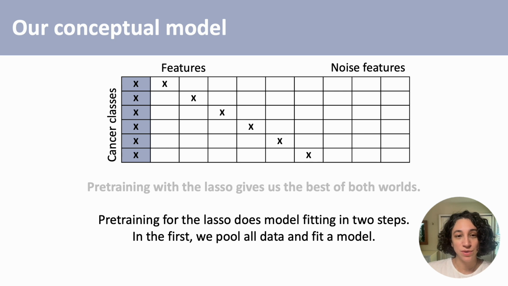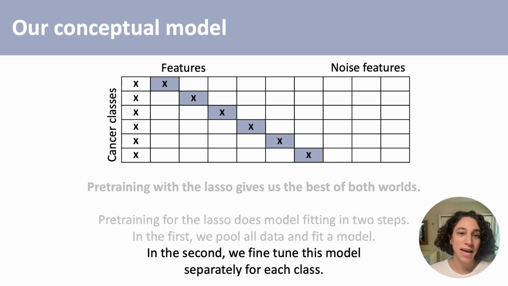Pre-training happens in 2 steps. In the first step, we fit one model using all of our data, and here we have a chance to discover the features in the first column. And in the second step, we fine-tune this model separately for each class. This gives us a chance to discover the features along the diagonal.